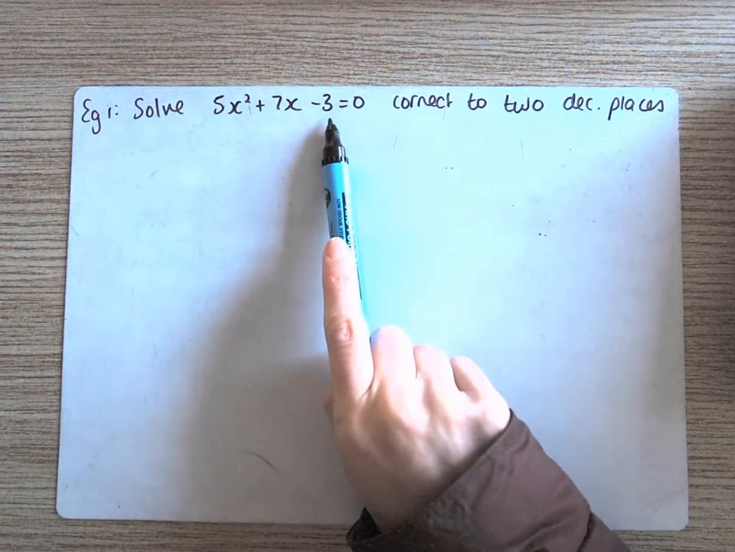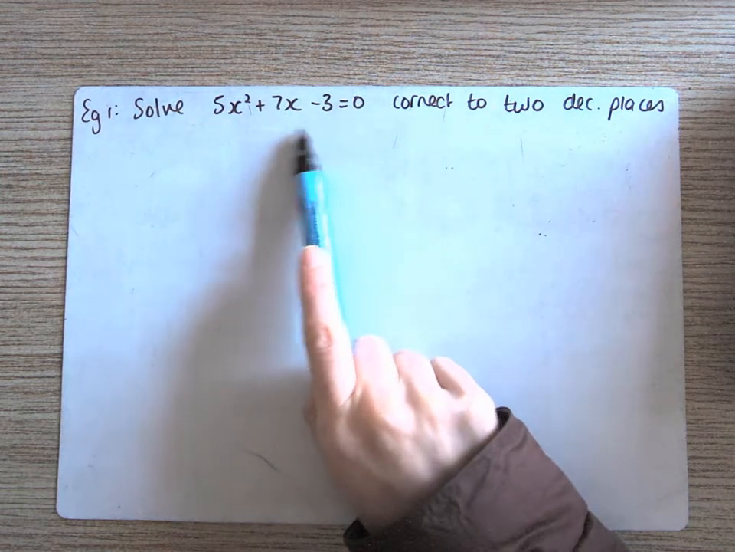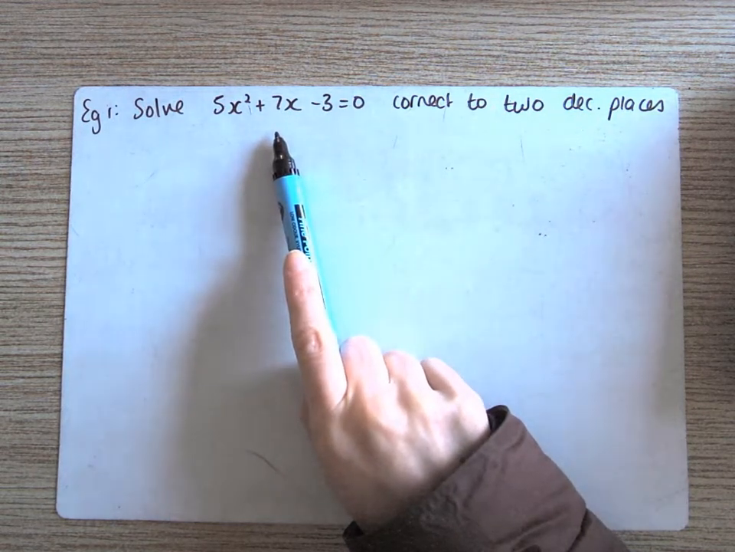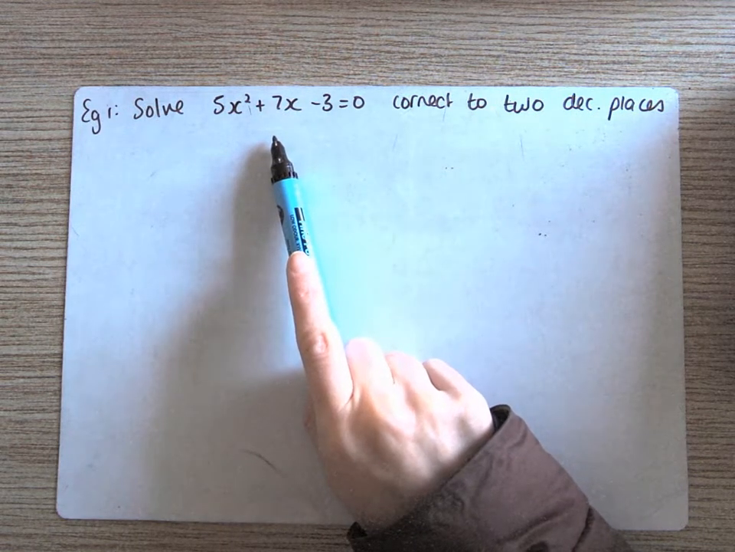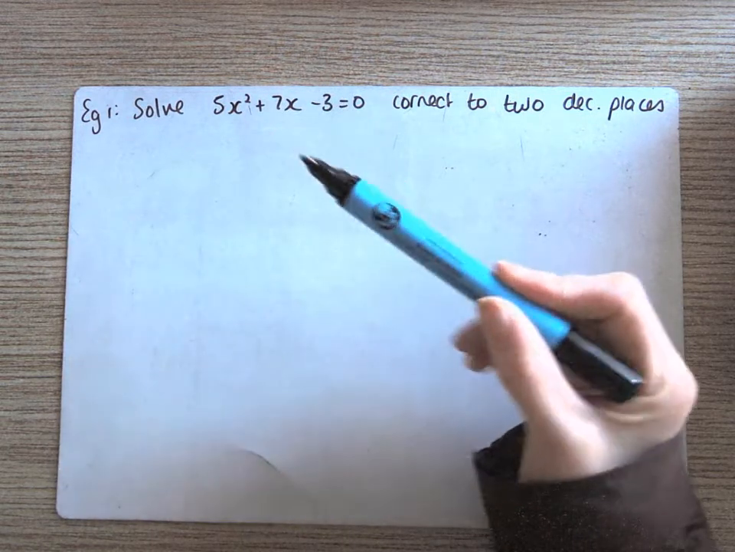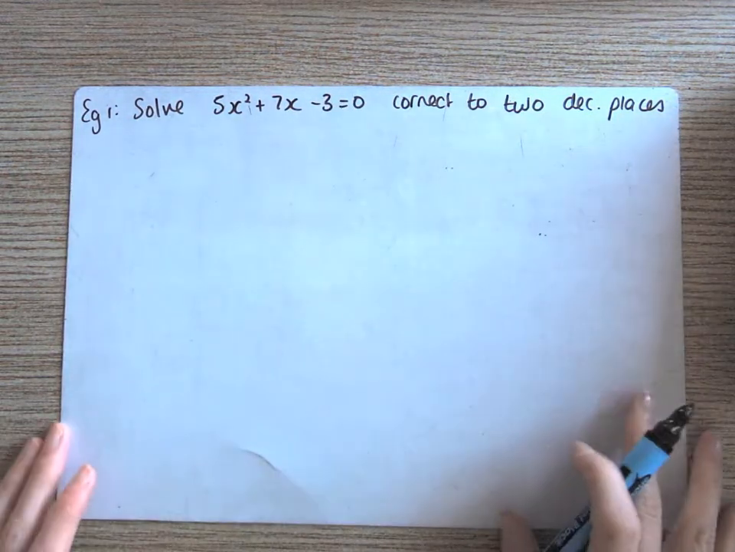So, normally if we were going to factorize this, we'd multiply 5 by 3 and we'd get 15. The factors of 15 are 1 and 15, 3 and 5. Will they ever give you 7? No. That means you can't factorize it. So you've got to use the minus b formula. Okay, so let's put down our minus b.